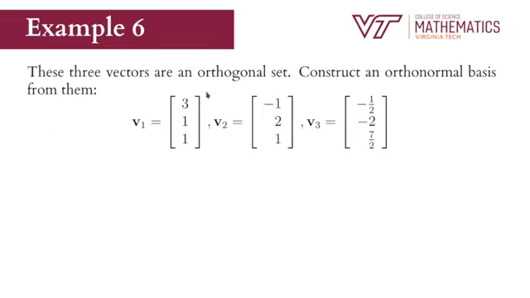So with that in mind, let's try this last example. If we have an orthogonal set, and we've seen this set a couple of times today, construct an orthonormal basis from them. So we want unit vectors.